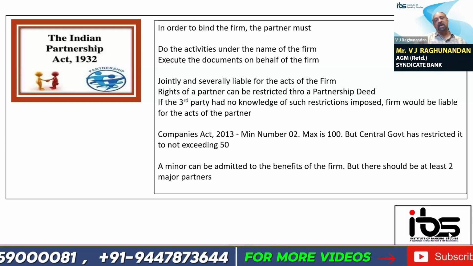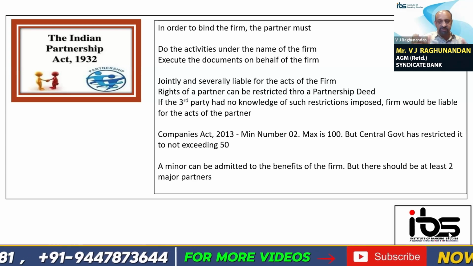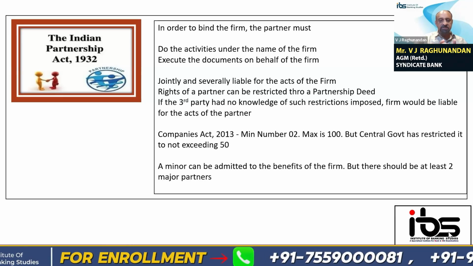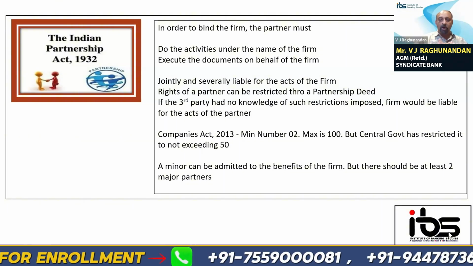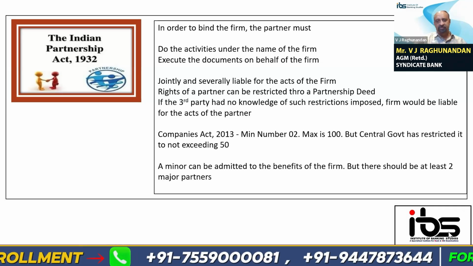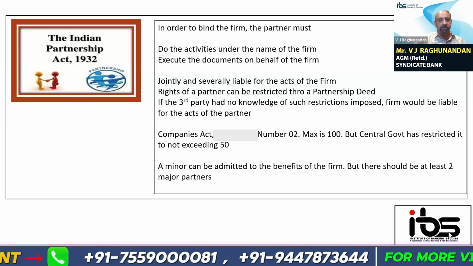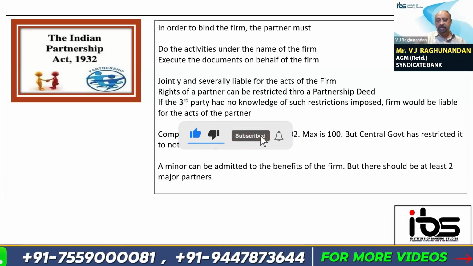In the coming slides, I'll give you an example of how Clayton's rule works when we look into a statement of account of a CC limit. But as soon as a partner dies, becomes a lunatic or insolvent, you have to stop operations in the CC limit, in the cash credit limit or the overdraft limit. It may not apply to term loans, because a term loan is not an operative limit, whereas a CC limit is an operative limit. Okay.